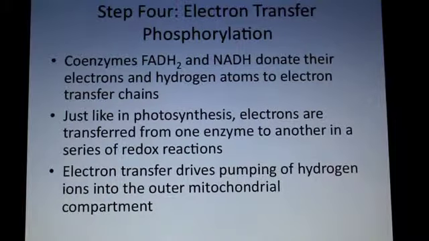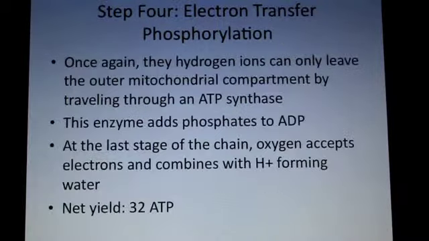phosphorylation. Just like in photosynthesis, electrons are transferred from one enzyme to another in a series of redox reactions. And this transfer drives the pumping of hydrogen ions into the outer mitochondrial compartment. Once again, just like in photosynthesis, the hydrogen ions can only leave the outer mitochondrial compartment by traveling through an ATP synthase. This enzyme adds a phosphate to ADP, and at the last stage of the chain, oxygen accepts the electrons and combines with the hydrogen ions, forming water.